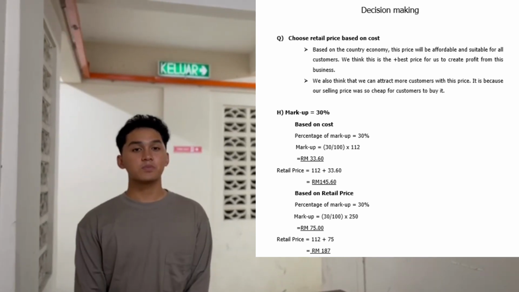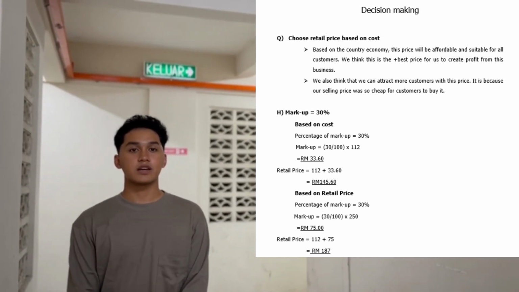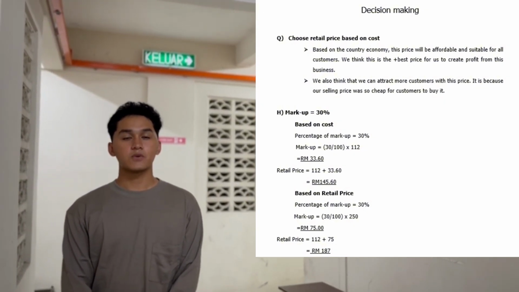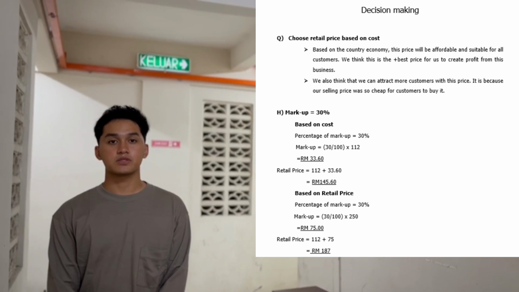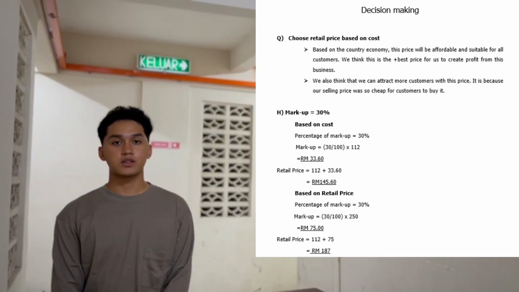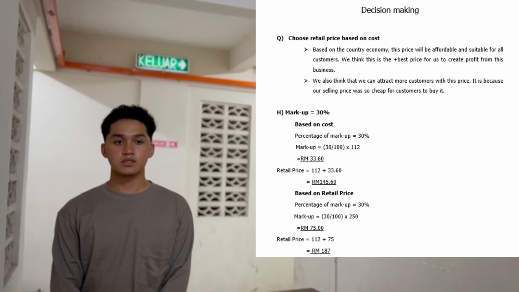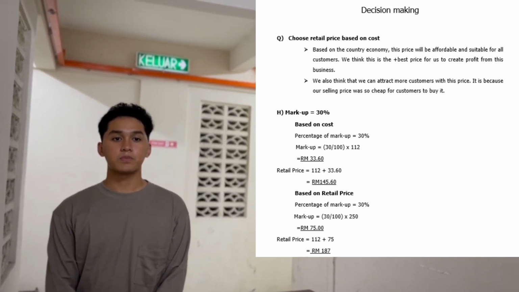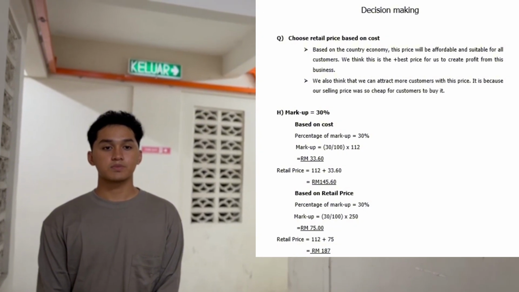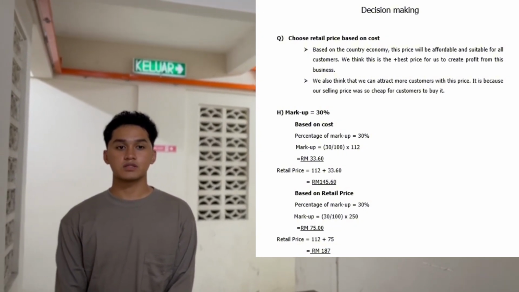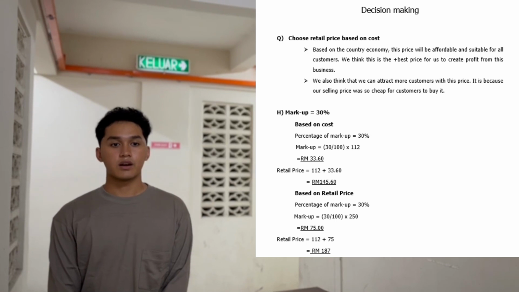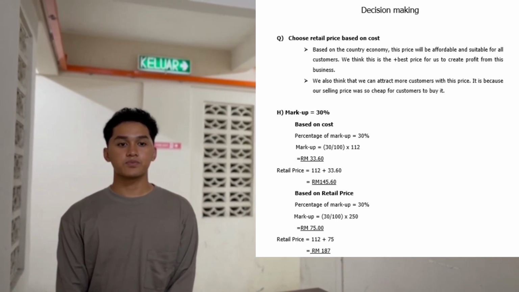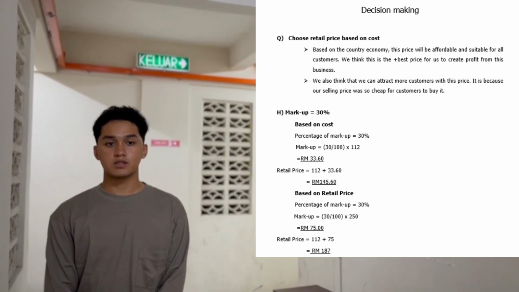So this will be our calculation if we decide to mark up our product at 30%. First and foremost, 30 will divide by 100 and times by 112, and you can get the price of RM 33 ringgit 60 cents. And then for the retail price, 112 will be plus by the base on cost markup, which is the 33 ringgit 60 cents, and you can get RM 45 ringgit 60 cents. And then if you can see, based on the retail price, percentage of markup is 30%.